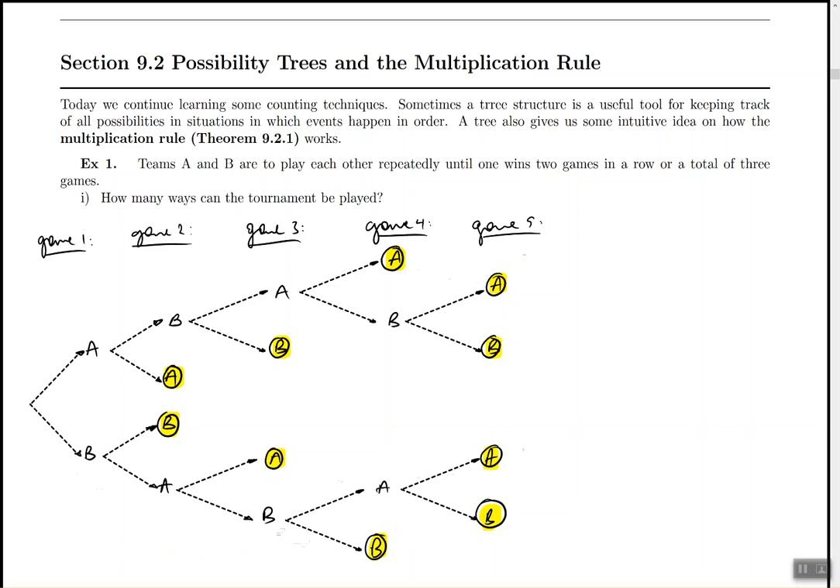So this is cool and everything, but I'm gonna make a convenient way of summarizing what this means. I'm gonna summarize this by saying how many possible ways can the tournament be played, right? Let's first make the list and then count the list. So the first tournament is over when A wins twice in a row. The second tournament is over when B wins that tournament.